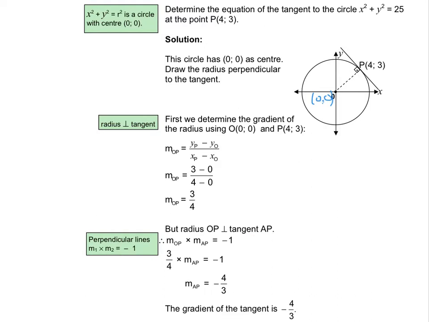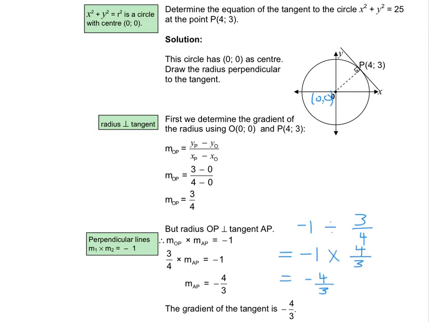In other words, if I take the gradient of the radius and I multiply it by the gradient of the tangent, it has to be equal to minus 1. So therefore, I already have my gradient of the radius, 3 over 4, multiplied by the gradient of the tangent, and that must be equal to minus 1. So to work out the gradient of the tangent, I will take my minus 1 and divide it by the 3 over 4, and therefore the gradient of the tangent is equal to minus 4 over 3.